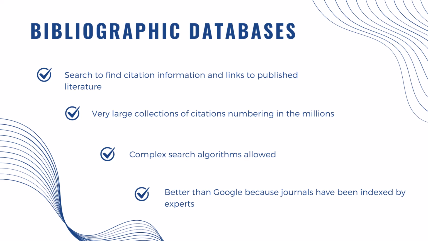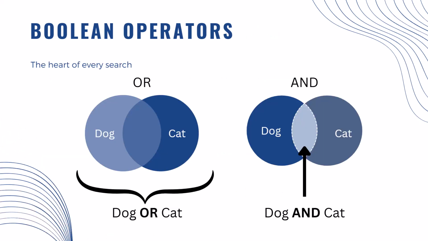That might seem daunting, but it's still much better to use them than Google because all the content within these databases has been indexed by content experts. So you're getting higher quality materials that are only topical, they're only on biomedicine, and they have been vetted to some degree. The key to building any search in any bibliographic database is Boolean operators.